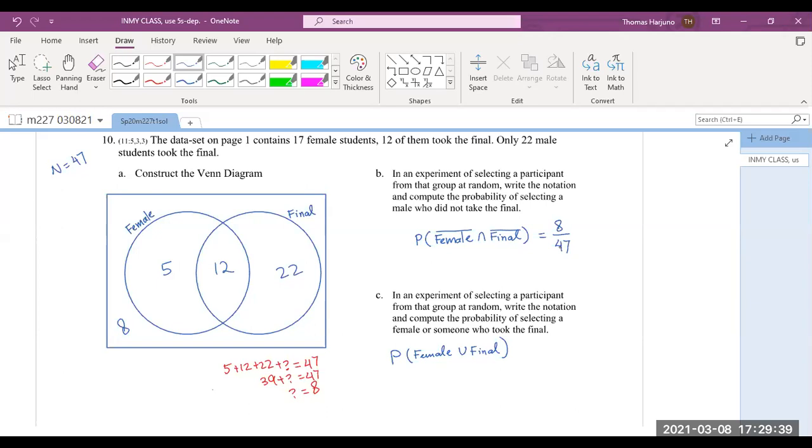Now, part C, what is the probability notation? We have the notation of selecting a female or took final. That's female 5 plus 12 plus 22 over 47. That's 39 over 47. So far, is it okay?